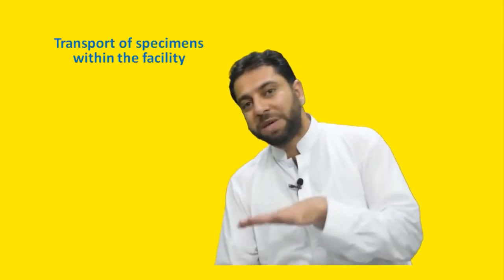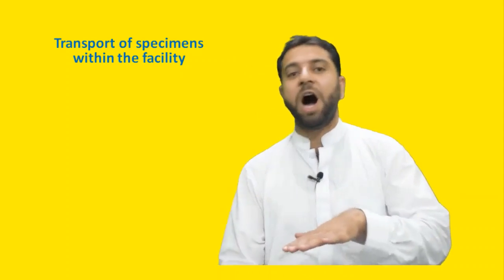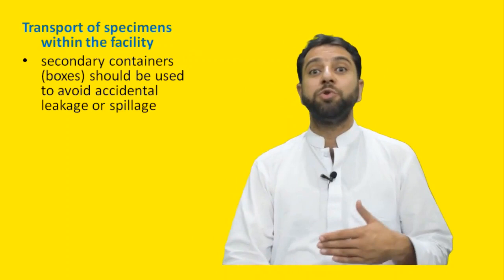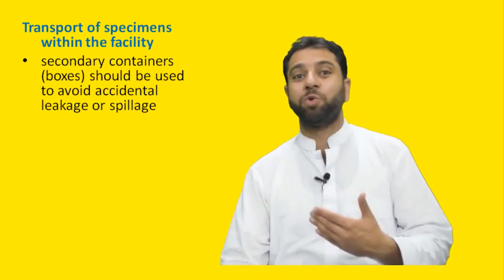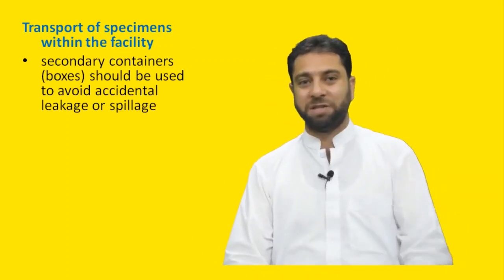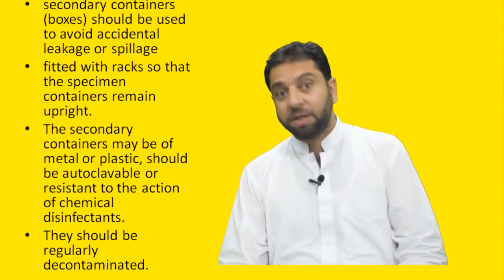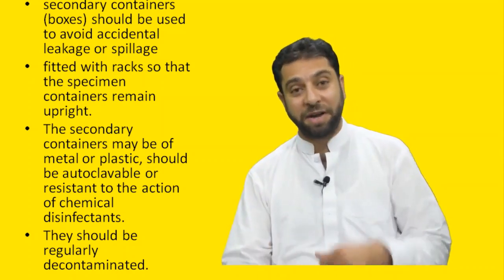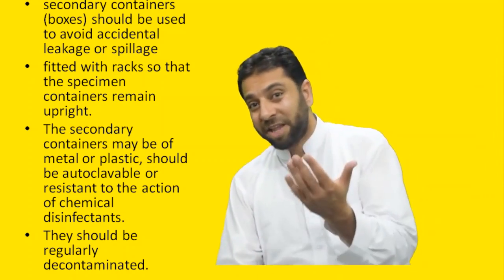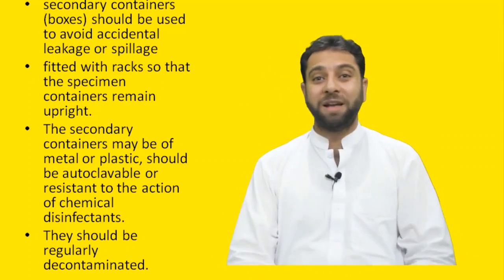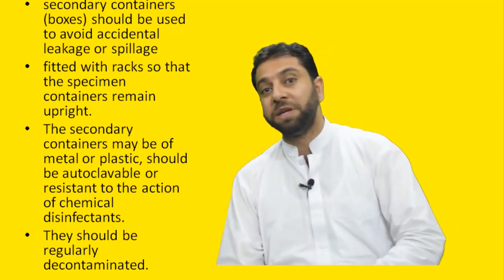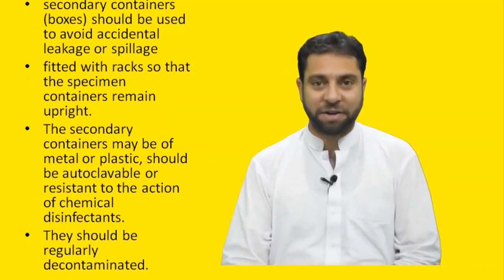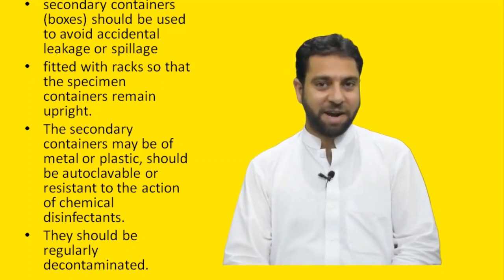Now, to transport specimens within the facility, or to move the specimens from one place to another in the lab, we should use secondary containers to avoid accidental leakage or spillage. The specimen containers should be fitted with racks to remain upright in the secondary containers. These secondary containers may be of metal or plastic. However, they should be autoclavable or resistant to the action of chemical disinfectant and should be regularly decontaminated.